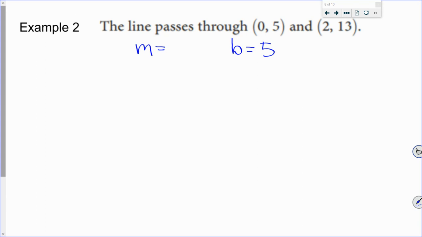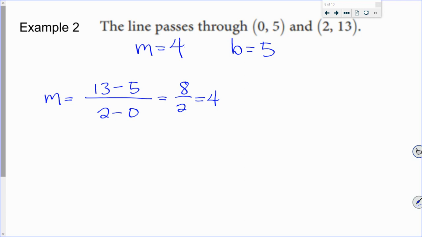So, look at this. We've got to find the slope. All we have to do to find the slope, or the rate of change, is have 2 points. We got 2 points, so we're good to go. M is equal to change in y, 13 minus 5, over change in x, 2 minus 0. 13 minus 5 is 8, 2 minus 0 is 2. So my slope is 4.